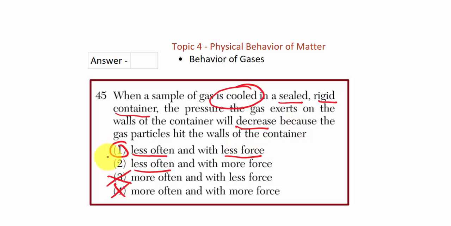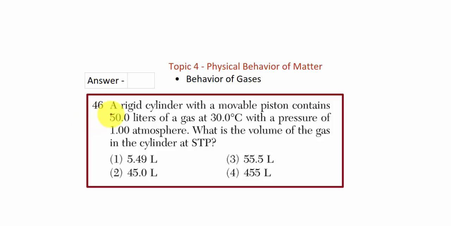So our answer is number 1. Cooling off the gas is going to make the particles collide less often and with less force. The result will be the lower pressure that is observed. Answer number 1. Question 46. A rigid cylinder with a movable piston contains 50 liters of a gas at 30 degrees Celsius with a pressure of 1 atmosphere. What is the volume of the gas in the cylinder at STP?